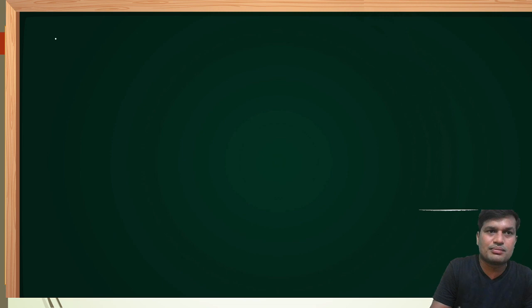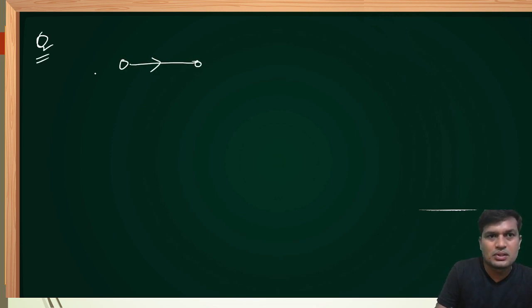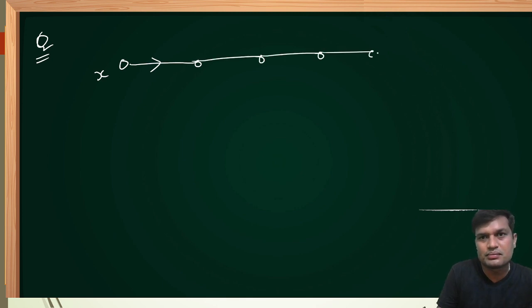Now, another question. This is node X. Let's say it is A, it is B, it is 1, it is Y.